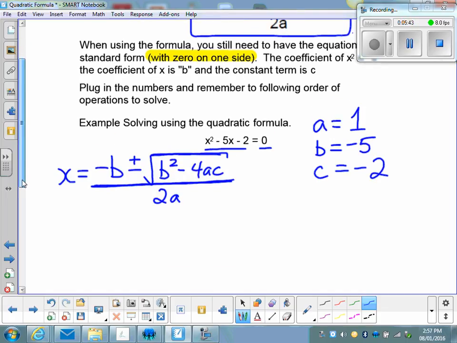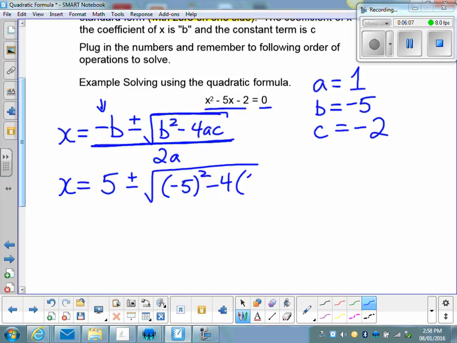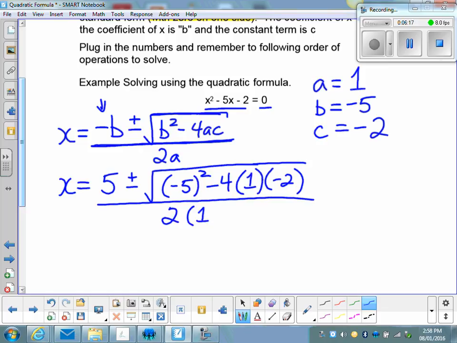So let's see what happens when we plug things in here. So minus b, when we have this minus b here, that means we're going to change the sign of b. So negative 5 is going to change to positive 5, plus or minus the square root. And this is going to be negative 5 squared minus 4 times a times c all over 2 times a. So notice I'm using brackets around the numbers that I'm subbing in that are affected by things around it, like the squared or when they're multiplying together.